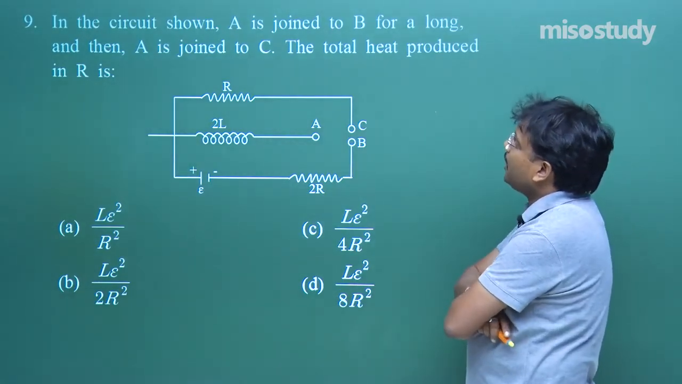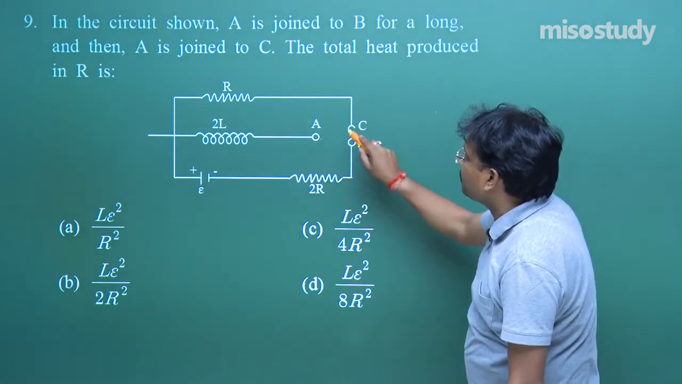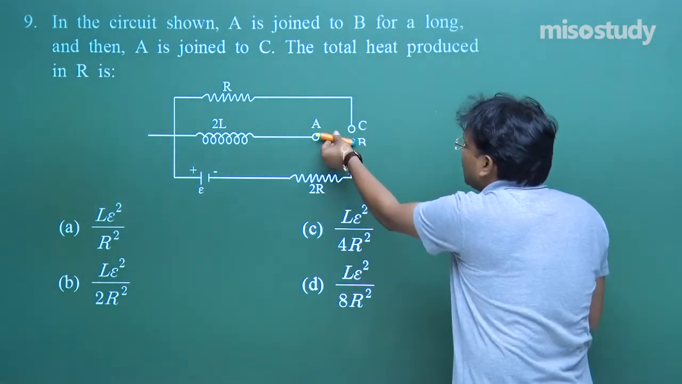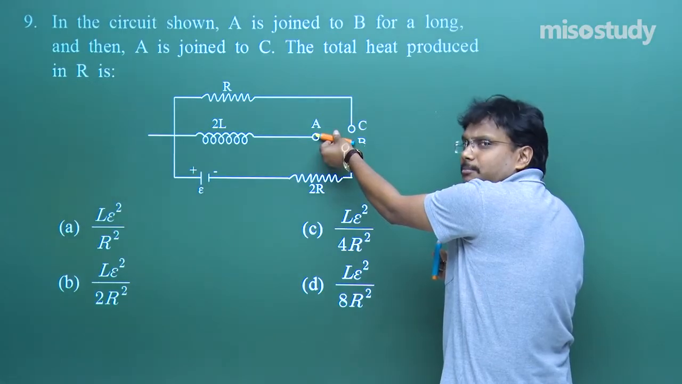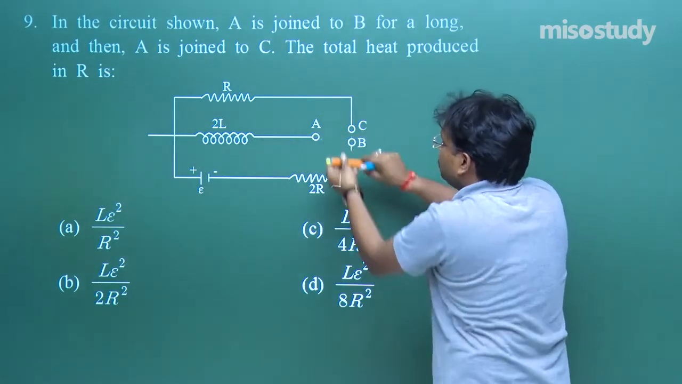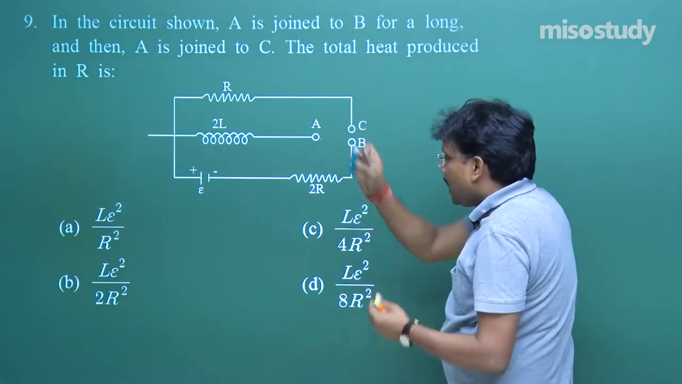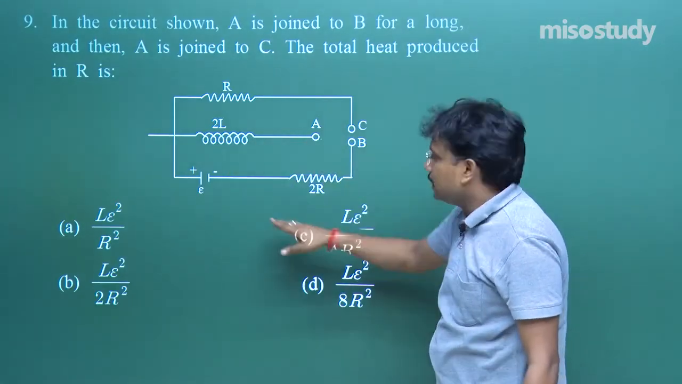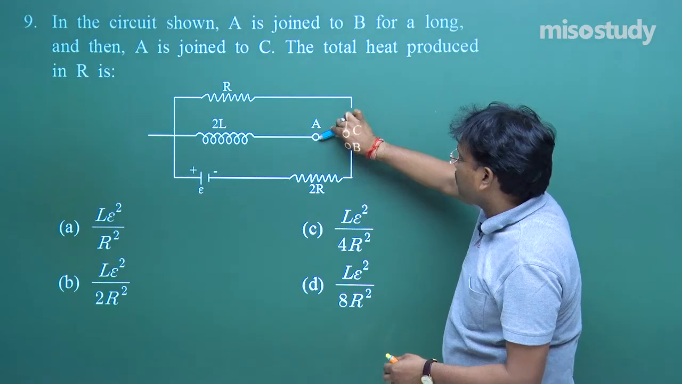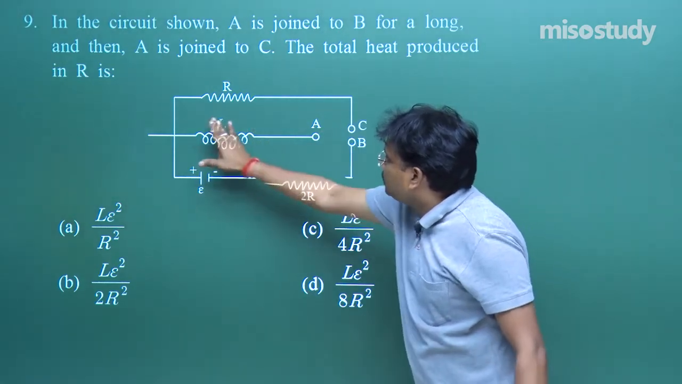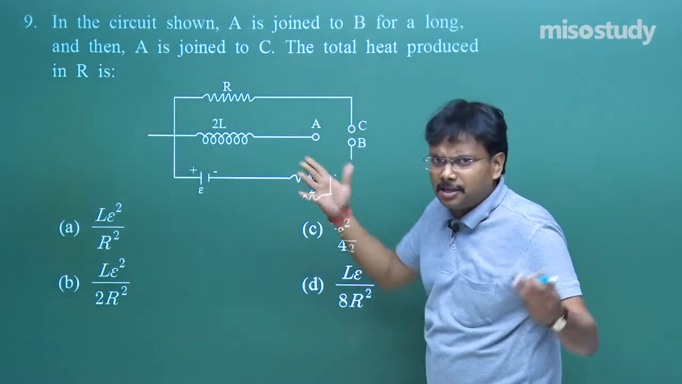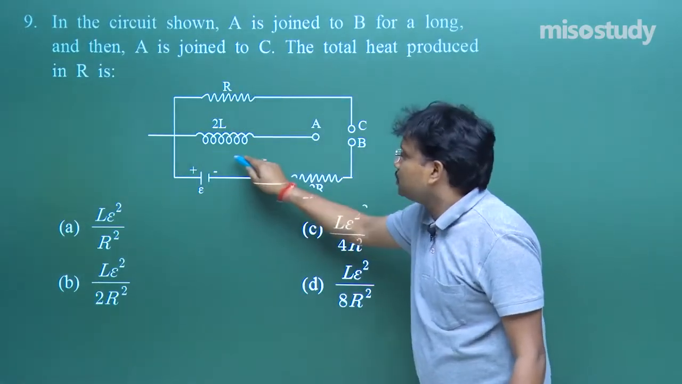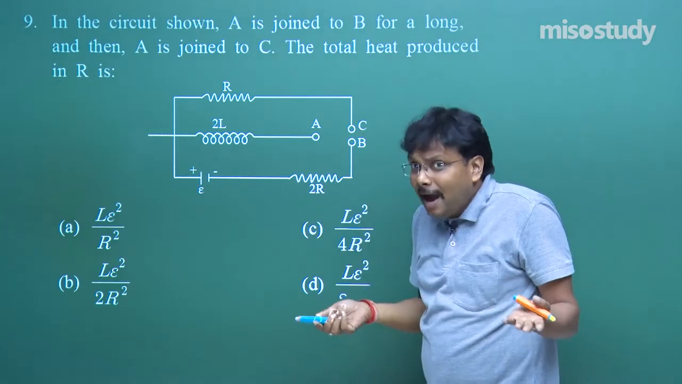In the circuit shown, A is joined to B like this for a long time, then A is joined to C. So, first A is joined to B like this with the help of a wire. After some time, 10, 20, 30, 40 seconds, this is joined to C. Actually, what will happen when you connect it? The current will flow over here, energy will be stored over here, and when you connect it in this fashion, now the battery is disconnected, this energy will be utilized in this resistor. The idea is simple. The total heat produced in R, how much? So, the total energy stored over here is the total energy produced over here. Ideal condition, fine.